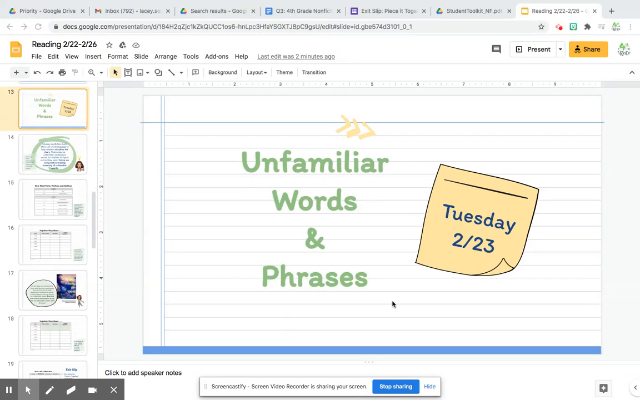Hi, friends. It is Tuesday, February 23rd, as we continue on with our next mini lesson. If you have been following along in your binders, you'll be looking here on page 27 for some of the handouts that we're going to be showing you on the screen for today, page 27. Let's go ahead and get started here.